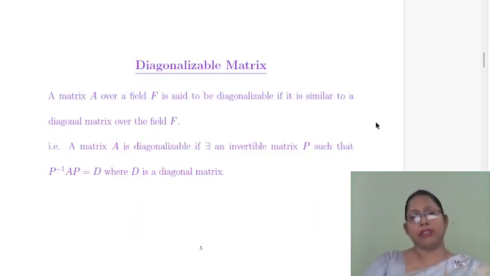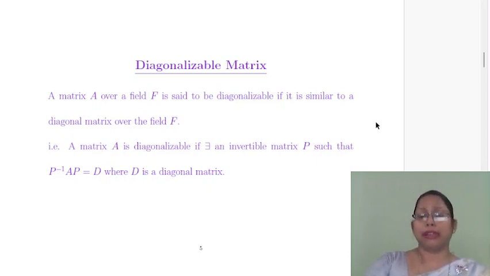Next is the diagonalizable matrix. A matrix over a field F is said to be diagonalizable if it is similar to a diagonal matrix over the field F. That is, a matrix A is diagonalizable if there exists an invertible matrix P such that P inverse A P is a diagonal matrix D.